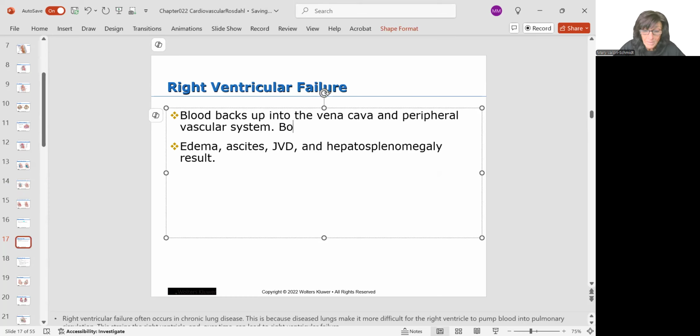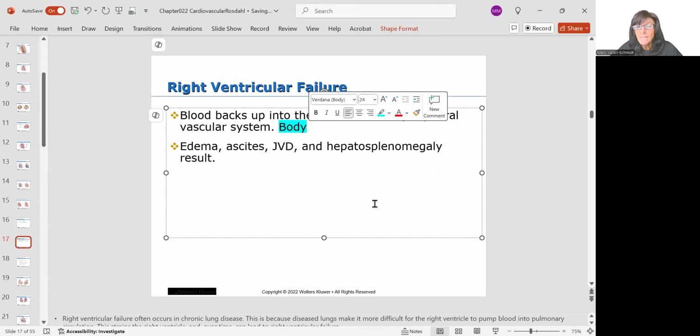I'm going to put here, body. And the symptoms of this are edema, they'll have swollen feet and legs, abdominal ascites, swollen abdomen, jugular vein distension, right? Jugular vein, and hepatosplenomegaly, which is an enlarged liver and spleen due to fluid overload. Okay, so left is lungs, right is body when we're talking about heart failure. Left is lungs, right is body.